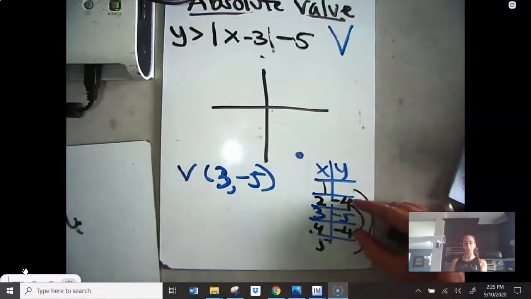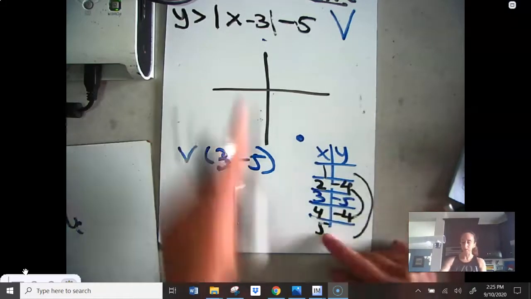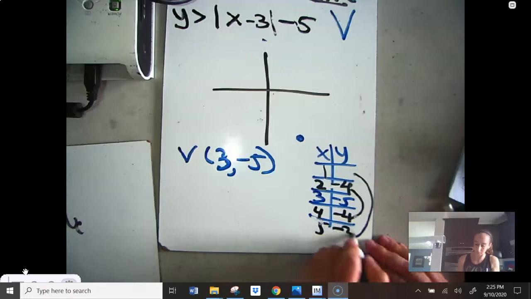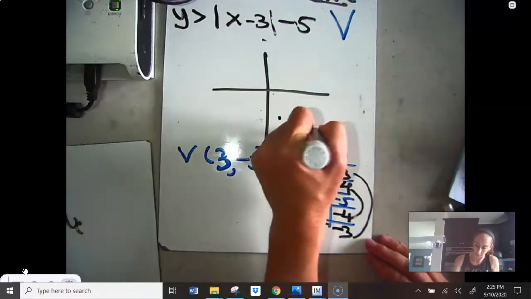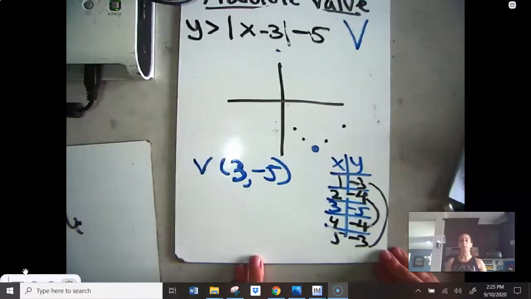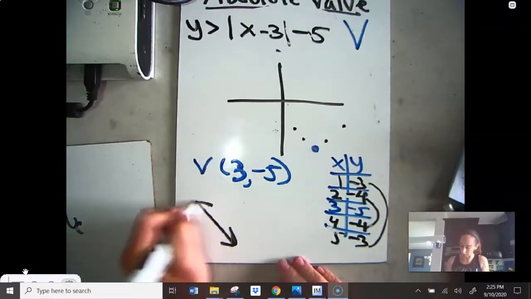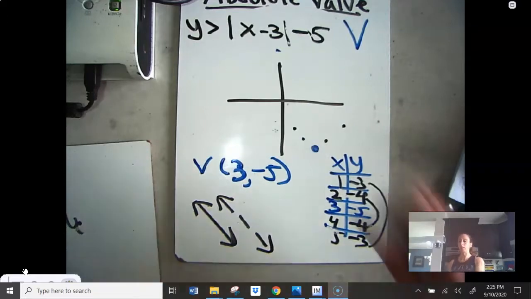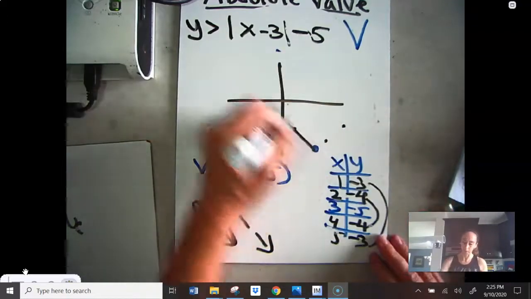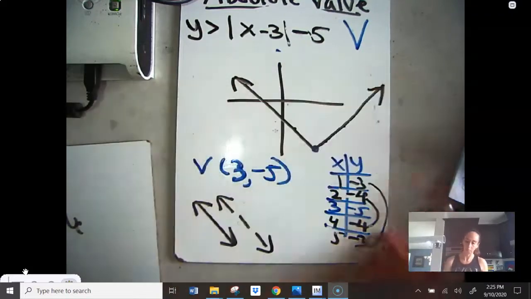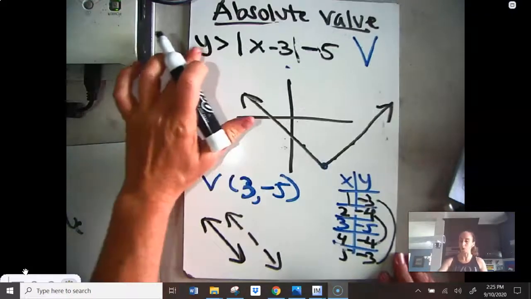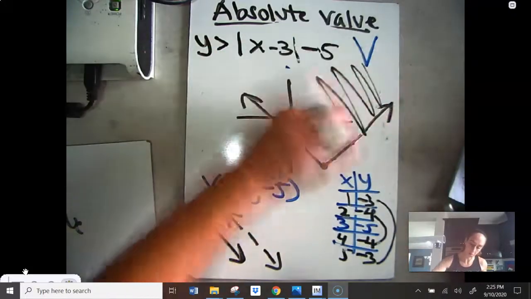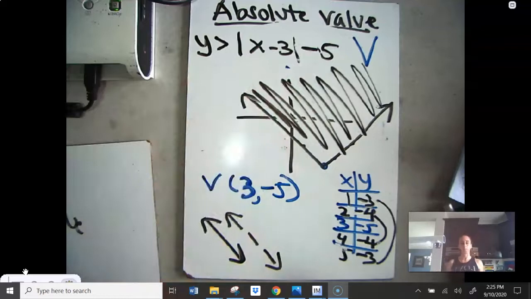Remember how we had 2 answers? Okay. 5 minus 3 is 2. The absolute value of 2 is 2, minus 5 is negative 3. And I go dot, dot, dot, dot. Now I have to make a decision. Is it going to be solid or dashed? Since it just says greater than, it's going to be solid. And since it says y is greater than, I shade above. And that would be my answer.